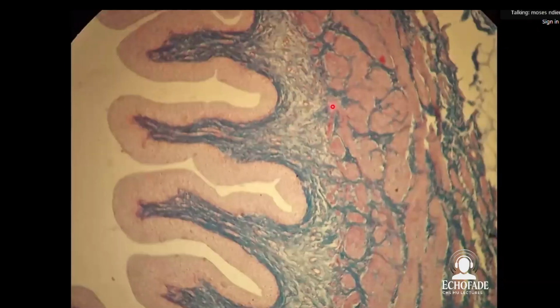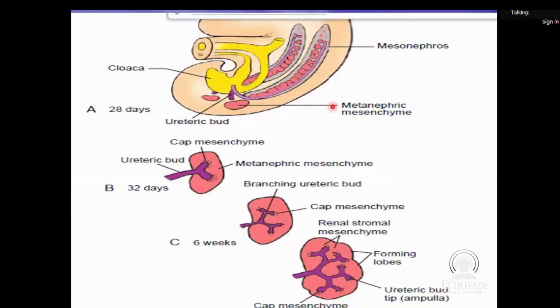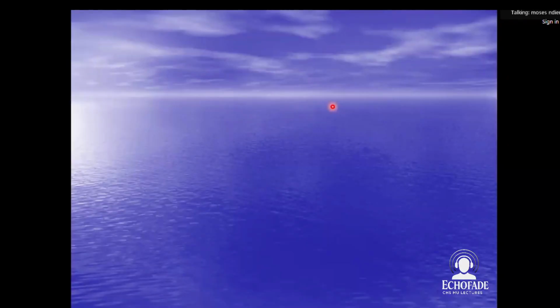From the urinary bladder, urine is then released by the process of micturition, and we'll be looking at the pontine micturition reflex center later on, which is very important in regulating that reflex activity where you now feel like you must go and pass urine. From the urinary bladder, urine then passes to the urethra.